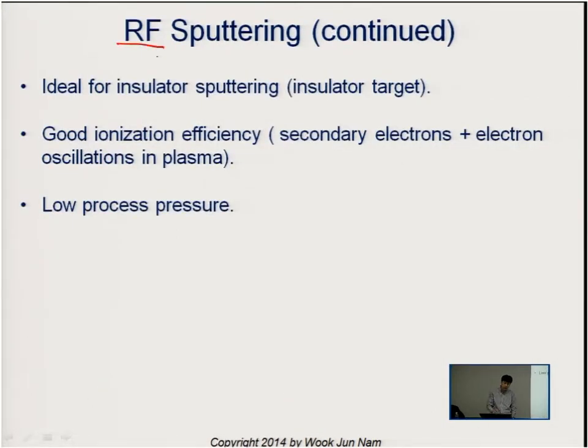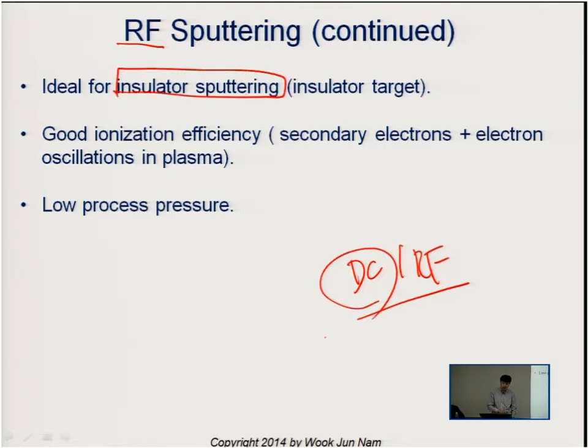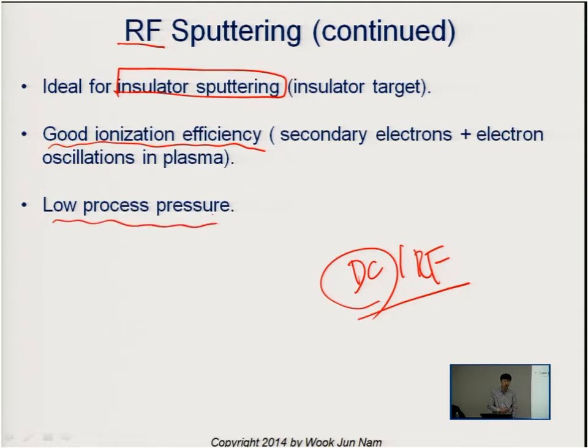Comparing DC and RF sputtering directly, RF sputtering can sputter insulators, which DC sputtering cannot do. It also has a slightly better ionization efficiency, so it can use a slightly lower process pressure. That means the film would be much purer when you're using RF sputtering.